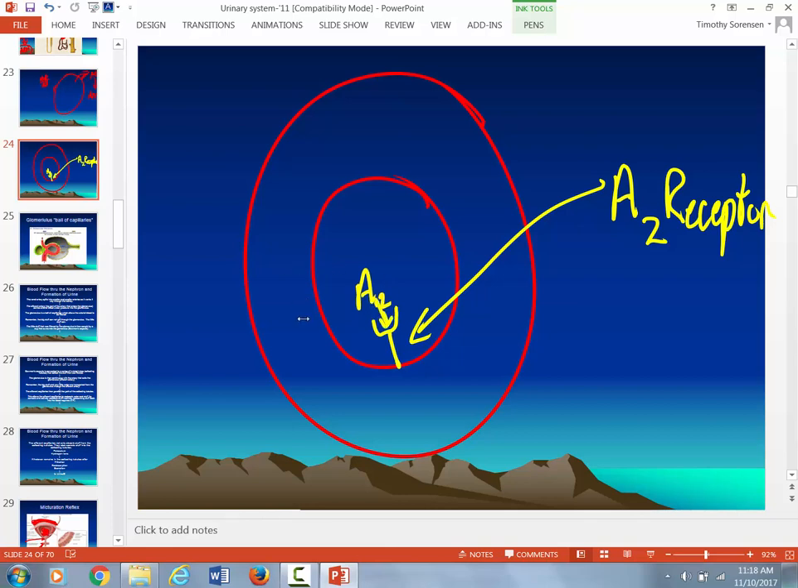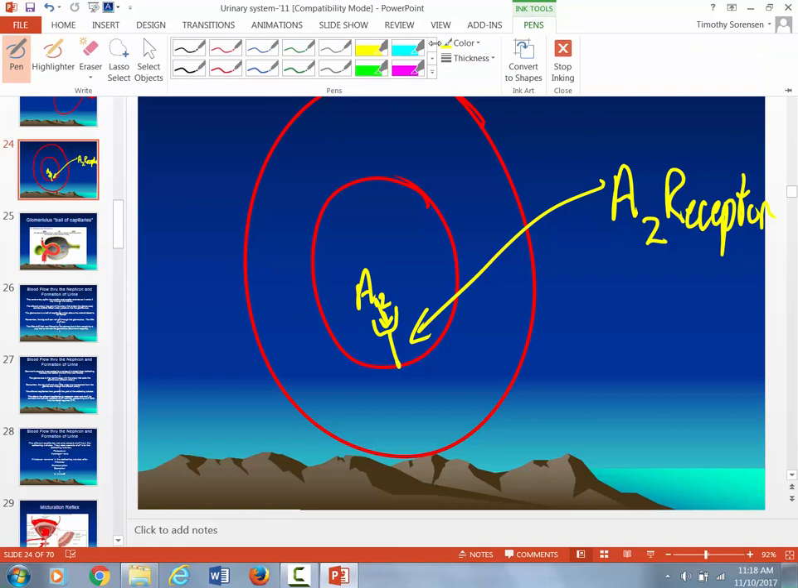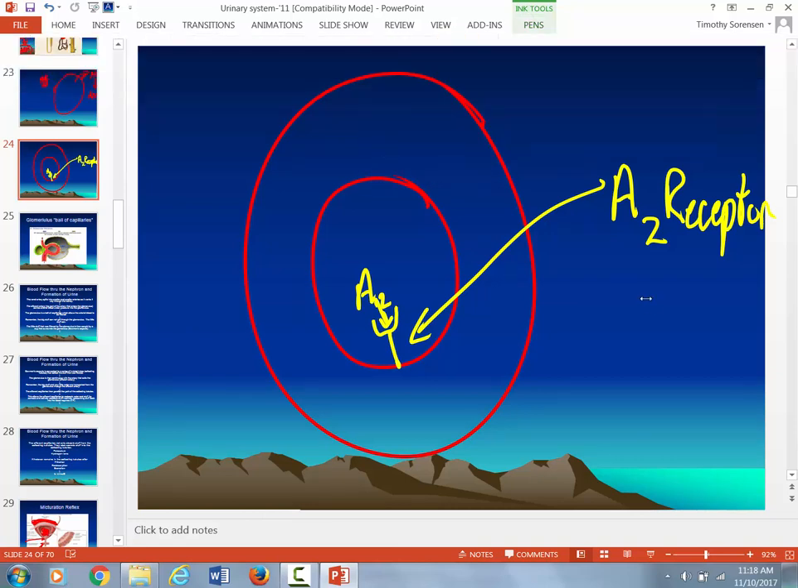All right. Who's following this? And when angiotensin 2 does that, it's going to cause massive arterial vasoconstriction. Where? Everywhere. Say yes.